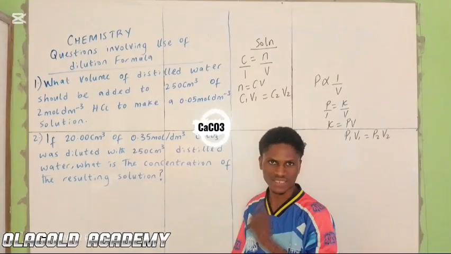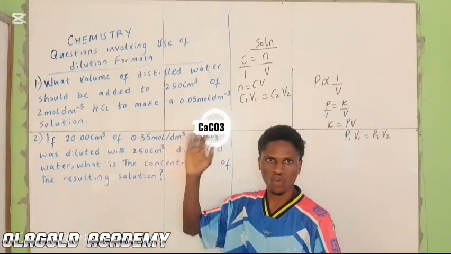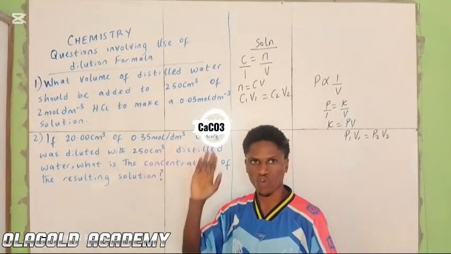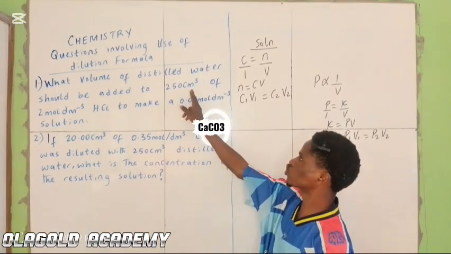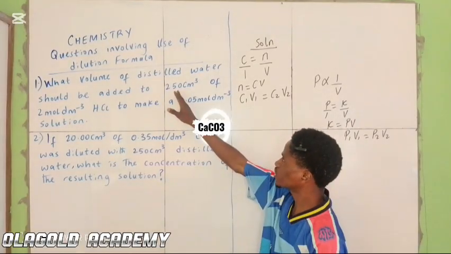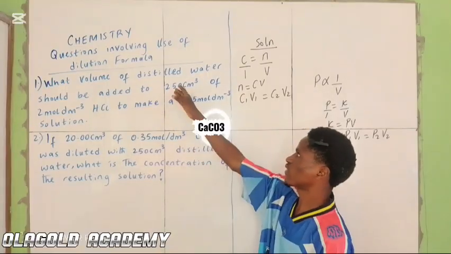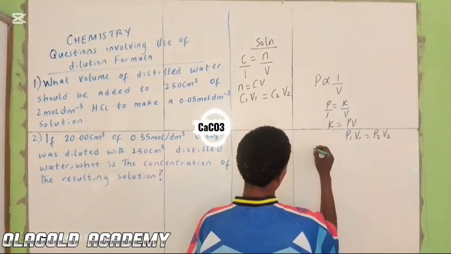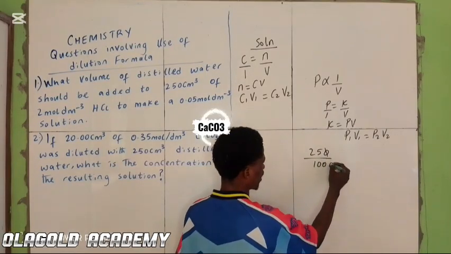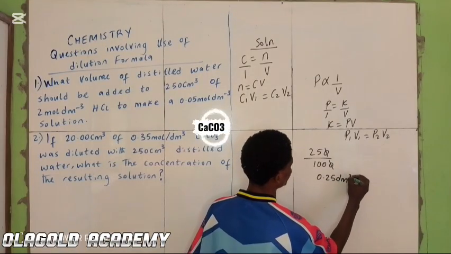Now listen very, very attentively. If they are all in cm³, there is no need for conversion. If they are all in dm³, there is no need for conversion. But since we are having cm³ here, dm³ here, what do we do? We convert 250 from cm³ to dm³, and we convert by dividing this by 1000. So 250 over 1000, 0 cancels 0, so we have 0.25 dm³.